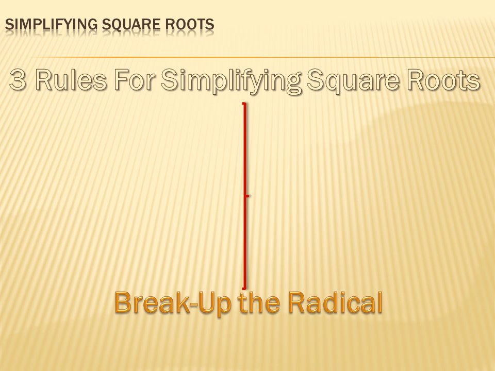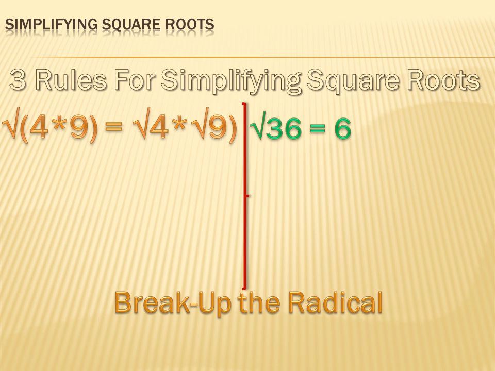Third rule, break up the radical. If I had an expression, the square root of 4 times 9, I could rewrite that as the square root of 4 times the square root of 9. Yeah, that works. I've double checked it. If I had the square root of 4 times 9, that would equal the square root of 36. And the square root of 36 equals 6.